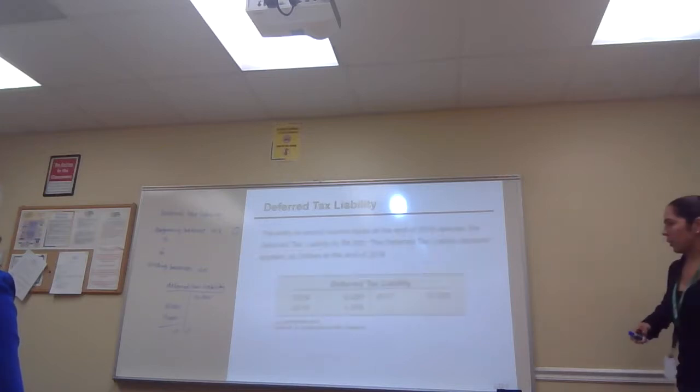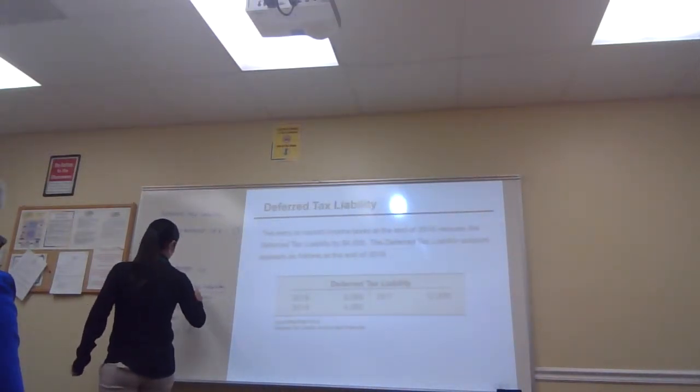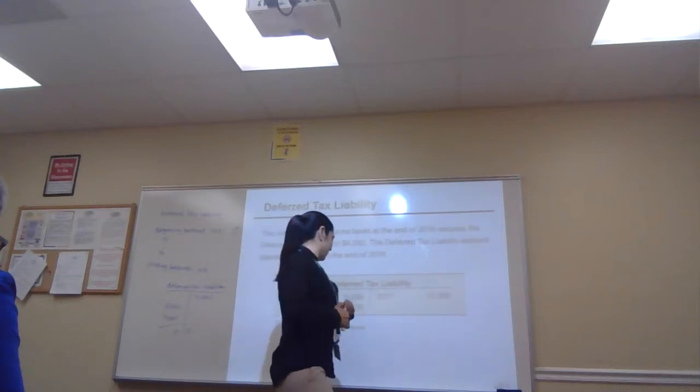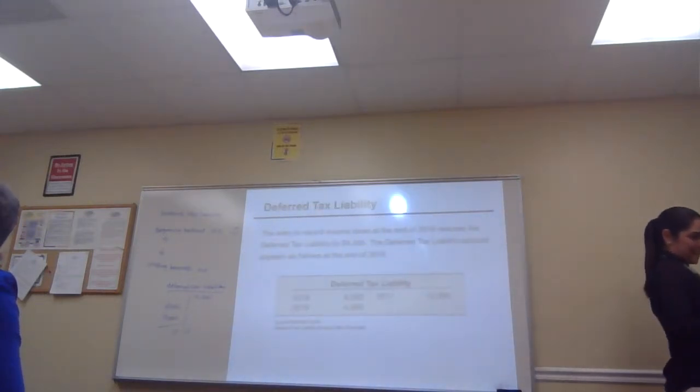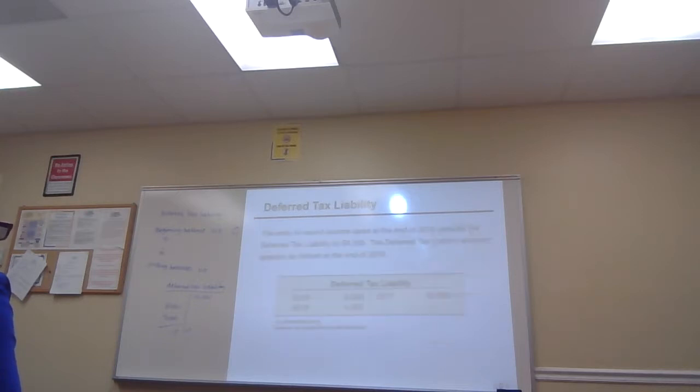Oh, I made a mistake, I'm sorry. It's 12, you're right. Yeah, they were all here. I'm sorry, I took the 16 from the number right above. I meant to put the 12 in the bottom. So that gives you the 0. So see, the entry to record income tax at the end of 2019 reduces the deferred tax liability by 4,000. The deferred tax liability account appears as follows at the end of 19.